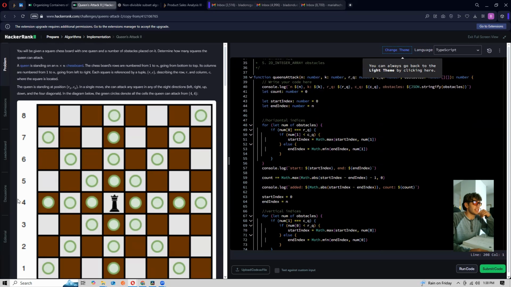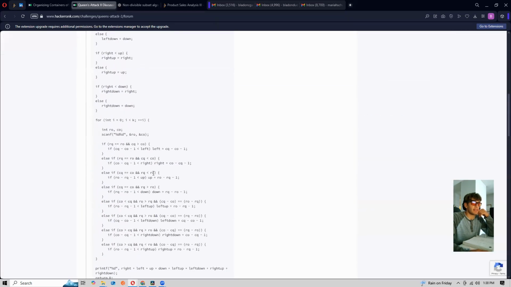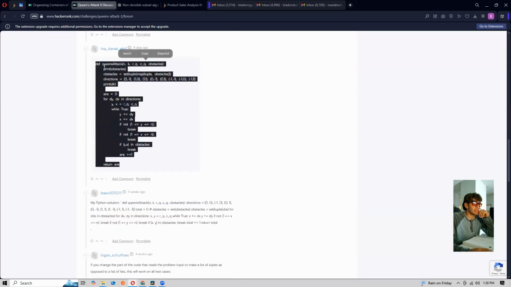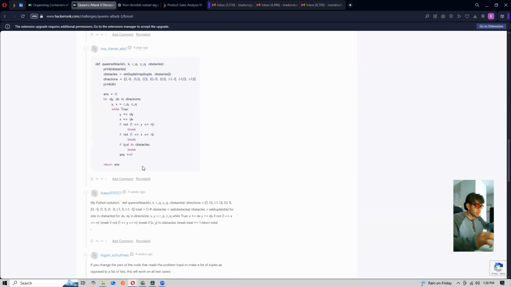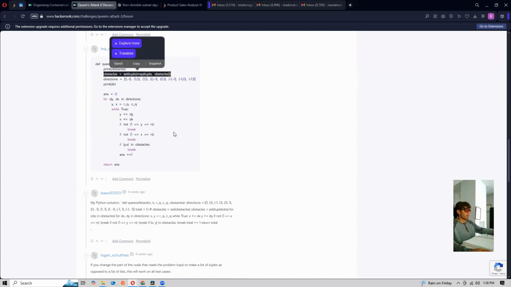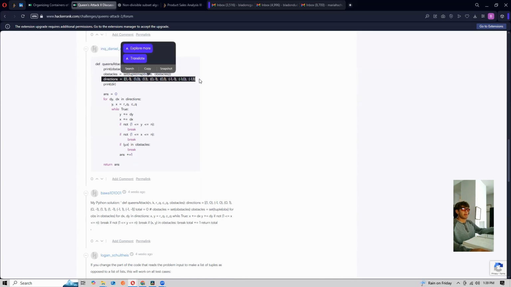I was absolutely glazing this when I made the video originally, but I stopped making it because I realized I wasn't screen sharing. This is such a cool solution. So you guys are going to like this. Here we take the obstacles, which is originally an array, and we convert it into a set. Once we convert it into a set, they make a directions variable, and the directions basically correspond to the 8 different directions that a queen could move.